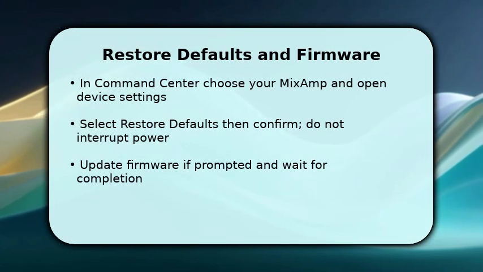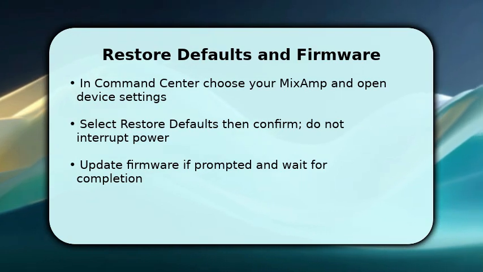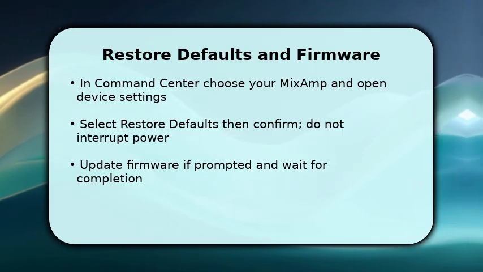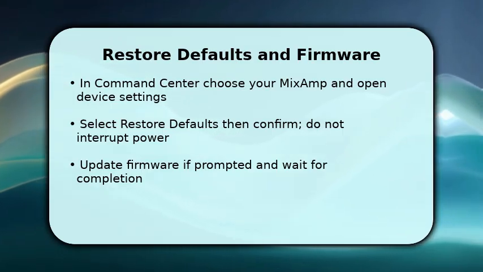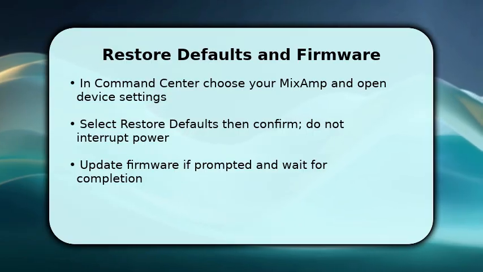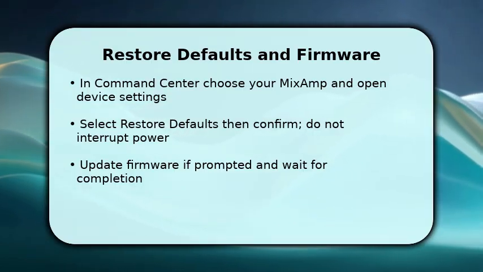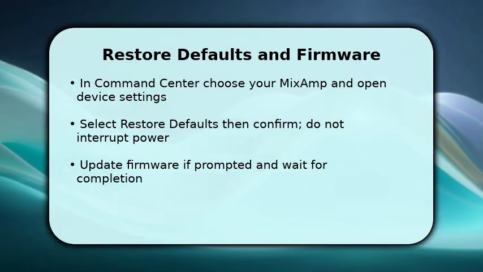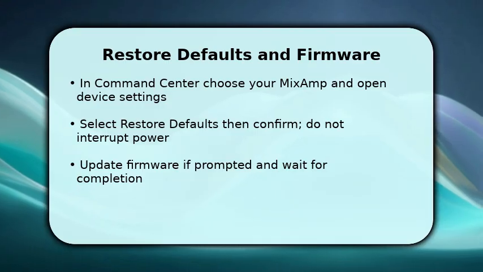You will use the Command Center to both reset and update. First select the mix amp, then choose Restore Defaults. Confirm when prompted and let the utility run without disconnecting power. If the app flags a firmware update, install it immediately. Updates often resolve persistent bugs. Make sure progress reaches 100%.